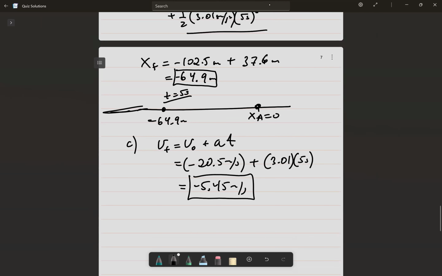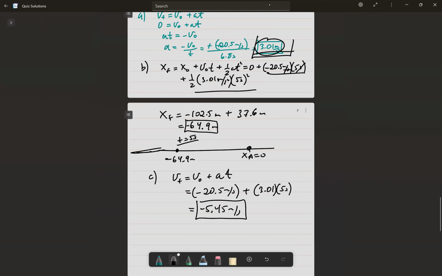All right, so this is part A, the acceleration, part B, the displacement at 5 seconds, and part C, which is the final velocity at 5 seconds.